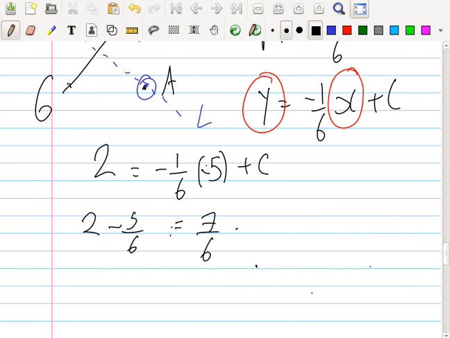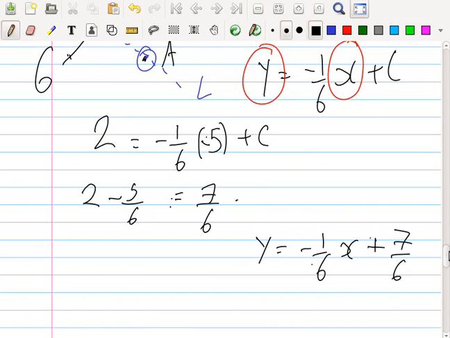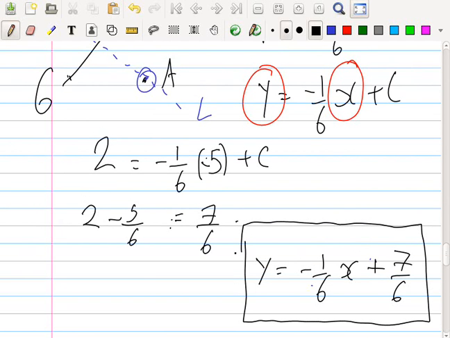Y equals mx plus c. The only thing that's changed now is the C. You said it was 7 over 6, yeah? So it's exactly the same, it's just the C has changed. This is the answer here. Okay.